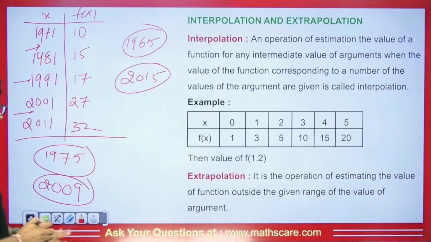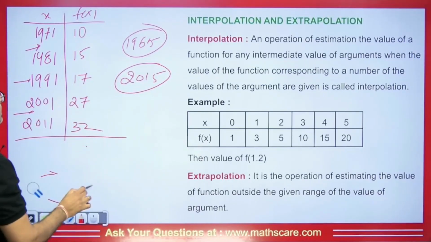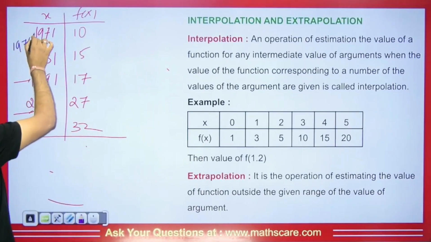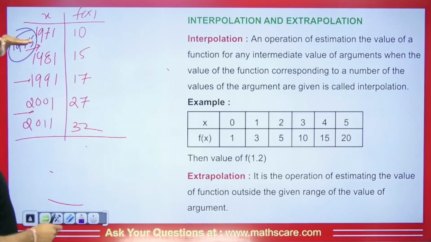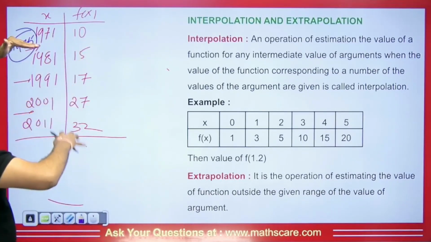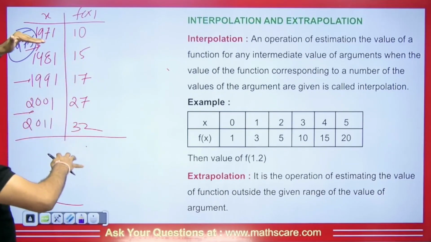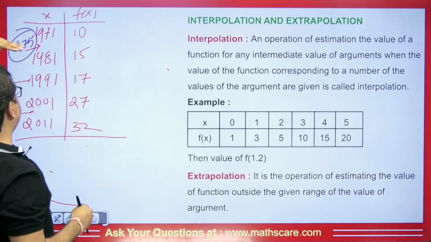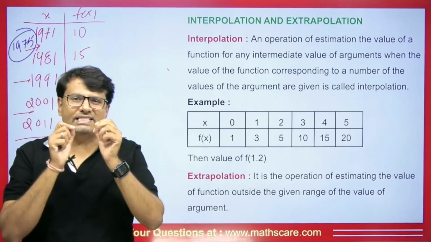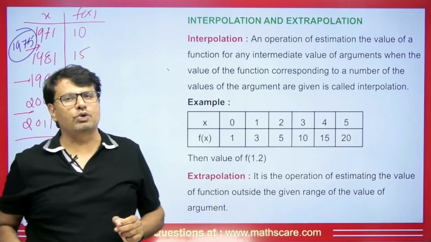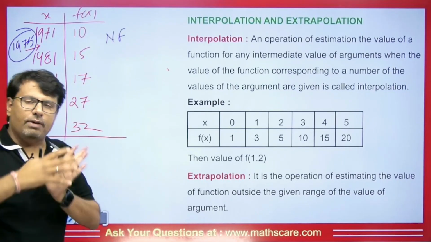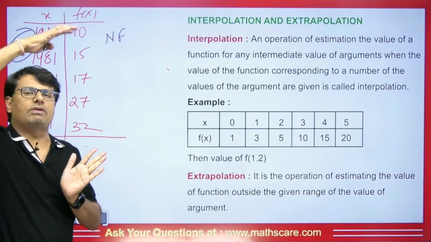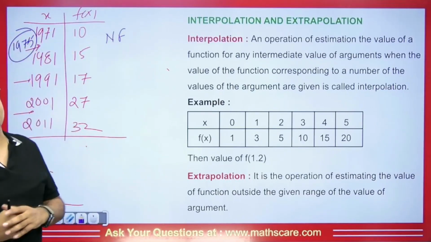Suppose you are asked what the population will be in 1975. Then you will see the trend ahead, how the population is growing ahead, and according to that you will estimate. For 1975 the method used here is the Newton forward method. That's why we say forward, because we are looking at the data ahead and then we estimate 1975.